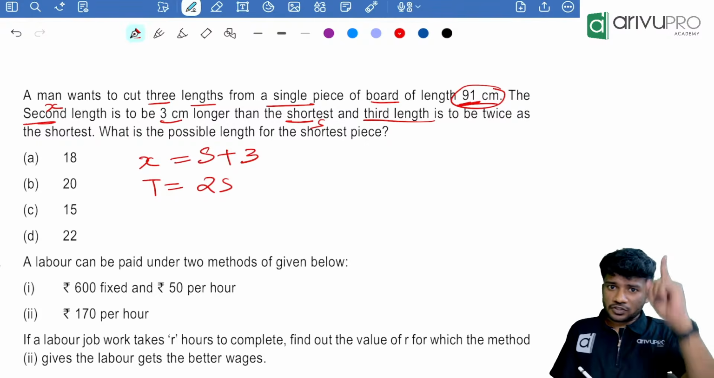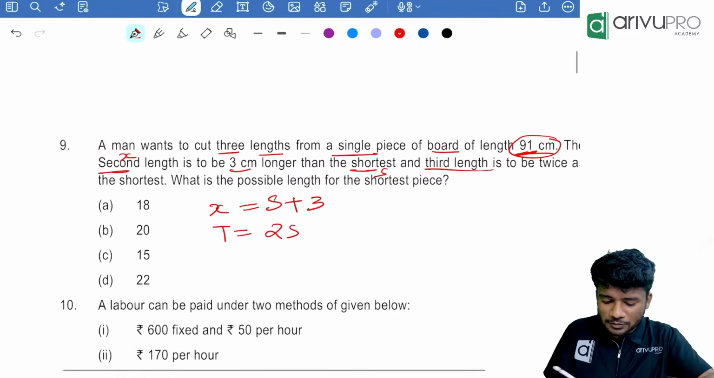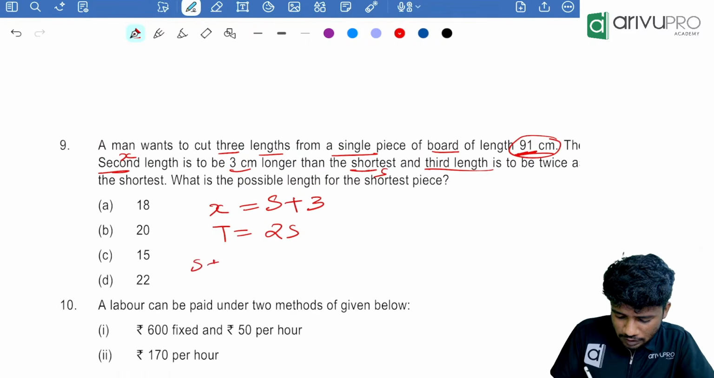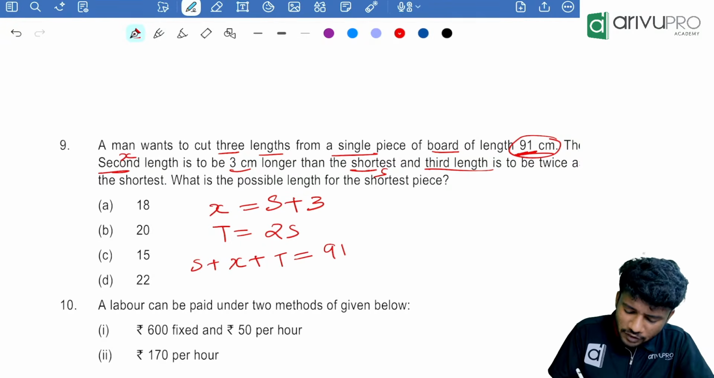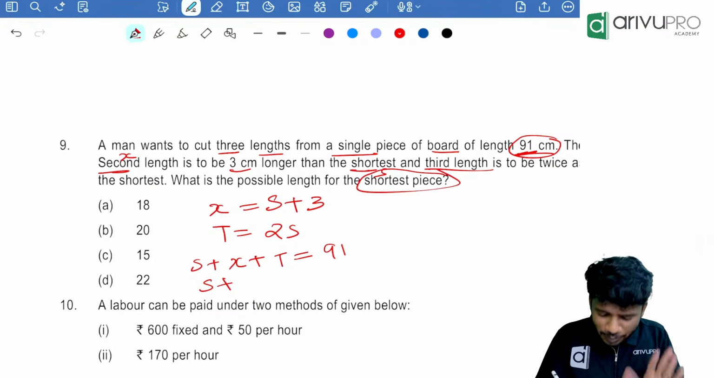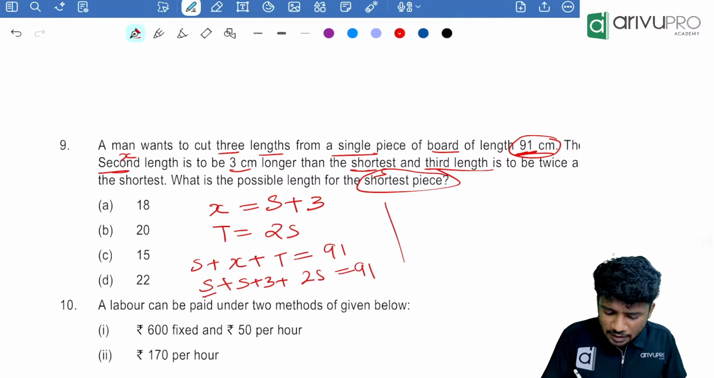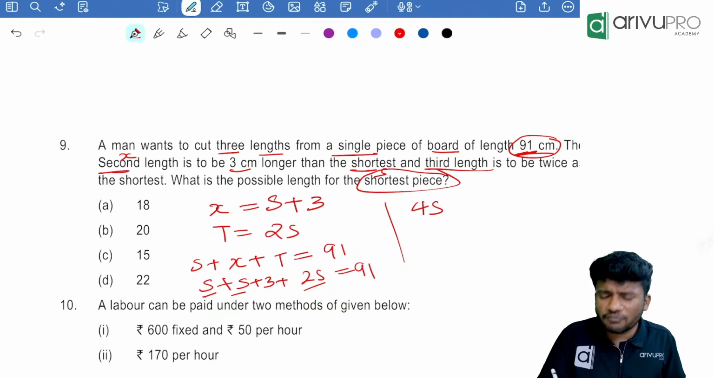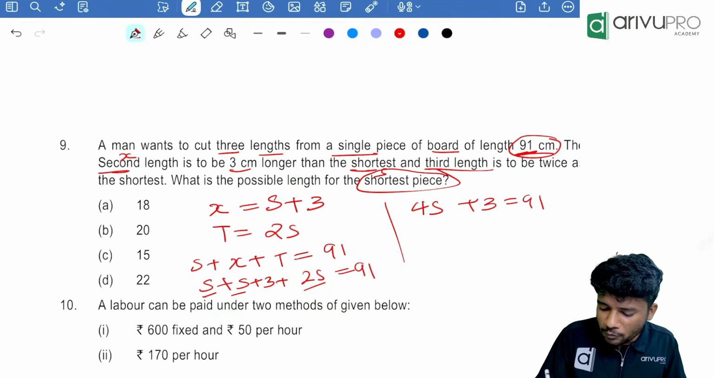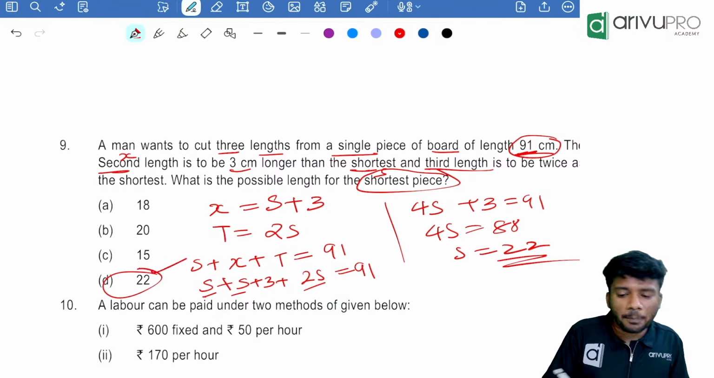Then what do you know? I know that the first length plus the second length plus the third length will give you 91. The total sum should always be 91. Instead of the shorter length, I will put S itself because we need to find the shortest piece. So S plus, instead of X I will write S plus 3, instead of T I will write 2S, which is equal to 91. From this, S plus S plus 2S makes 4S plus 3 equal to 91. From that, 4S is equal to 88. S is equal to 22. Option D is the answer.